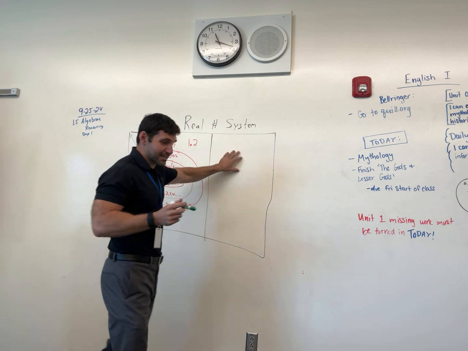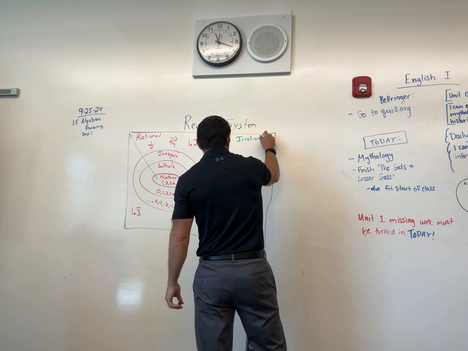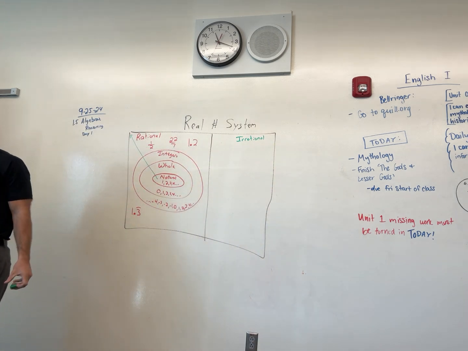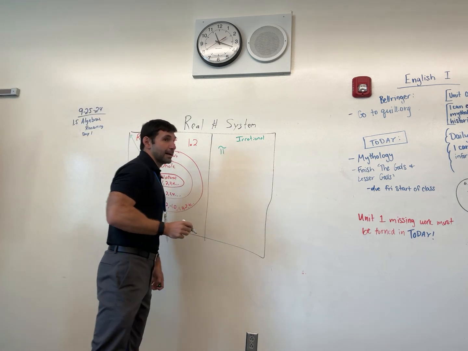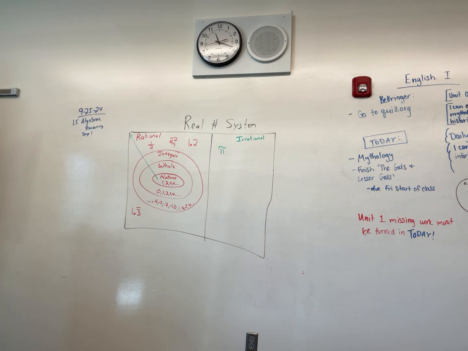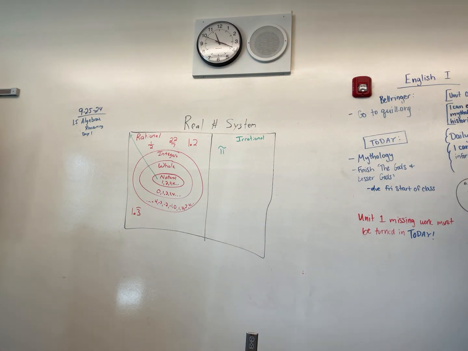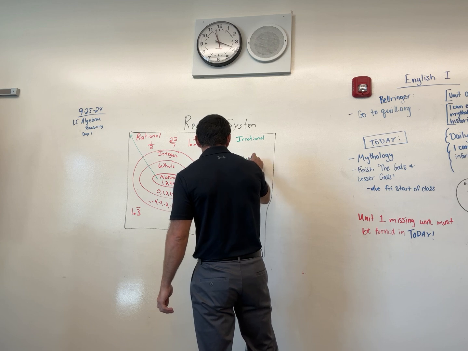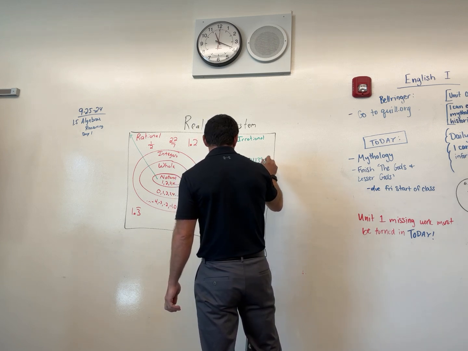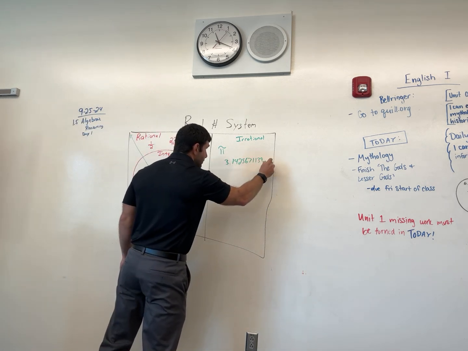Okay? But what's this side? Well, this side is called irrational. Irrational numbers are numbers like pi. Why? Because pi is a decimal that never ends and does not repeat. So it would look something like this: 3.14256711139, and it goes on forever, not repeating. Okay, that's not really pi, that's just a decimal that I made up.